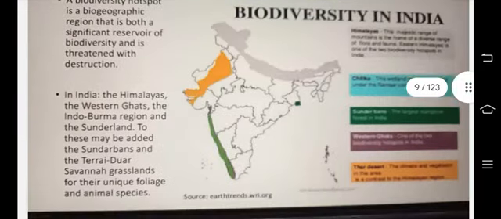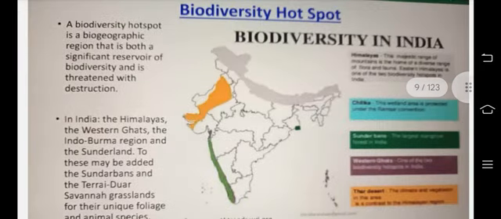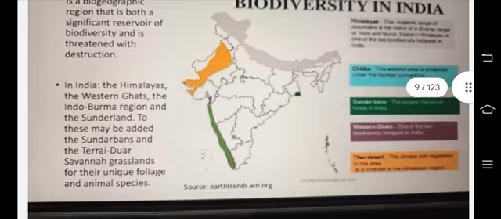Biodiversity hotspots. A biodiversity hotspot is a biogeographic region that is both a significant reservoir of biodiversity and is threatened with destruction. In India, the Himalayas, the Western Ghats, the Indo-Burma region, and the Sundaland. To these may be added the Sundarbans and the Terai-Duar savanna grasslands for the unique flora and animal species.